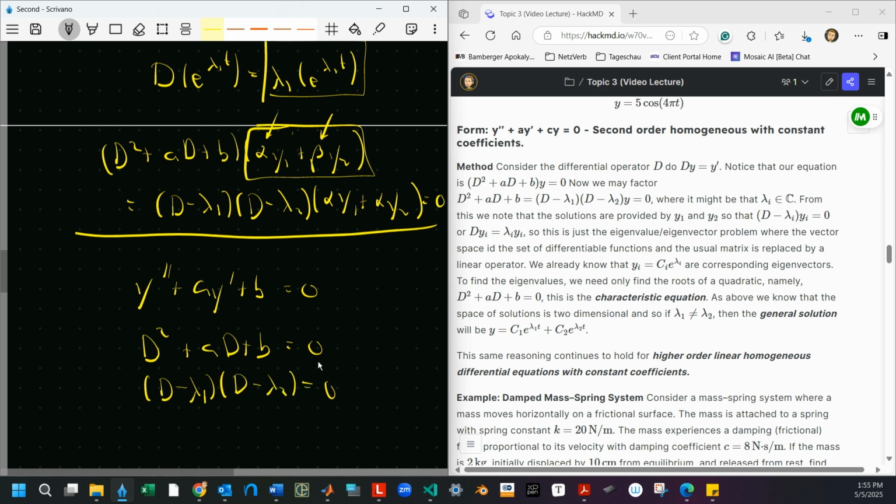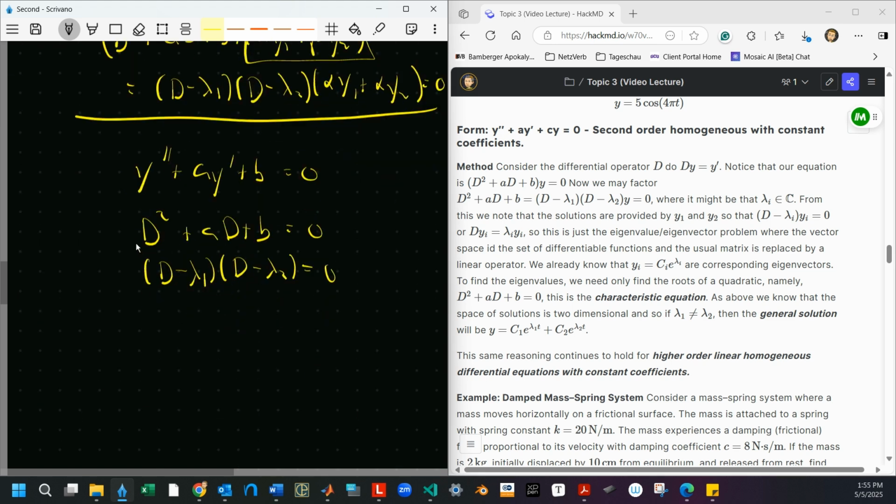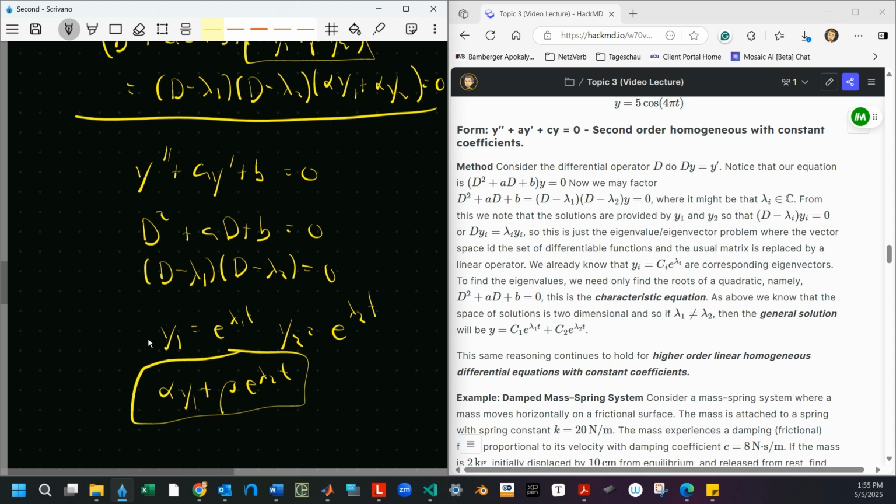You take your two solutions that you get from this. If there was a 3 up here, there'd be more. So we're going to get two independent solutions, y1 is e to the lambda 1 t and y2 is e to the lambda 2 t. And for your general solution, you just take a linear combination of those two things. Good, so that's the method.